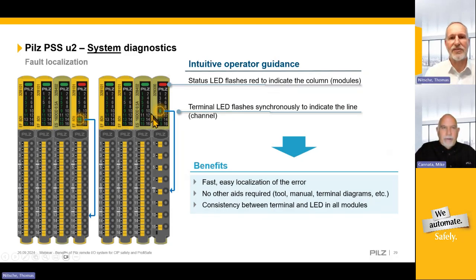So for instance, 8 would be blanked out because it's not on this module. You always have the same layout. That's consistency. Thanks, Mike, for the addition.